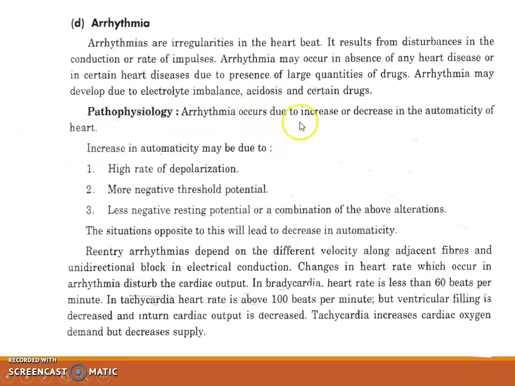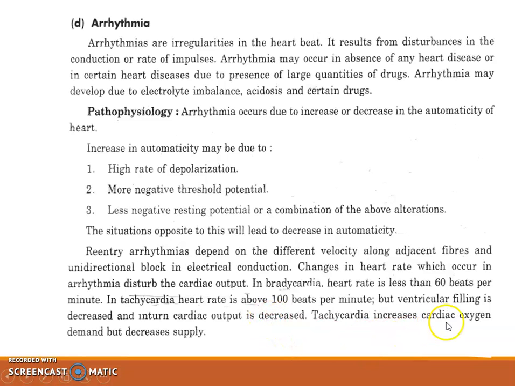Pathophysiology includes that it occurs due to an increase or decrease in automaticity of the heart. An increase in automaticity of the heart may be due to a high rate of depolarization, a more negative threshold potential, a less negative resting potential, or a combination of the above alterations. The opposite situation will lead to a decrease in automaticity. Re-entry of arrhythmia depends on different velocity along with adjacent fiber and unidirectional block in the electrical conduction. Changes in heart rate which occur in arrhythmia disturb the cardiac output. In bradycardia, the heart rate is less than 60 beats per minute, and in tachycardia, the heart rate is above 100 beats per minute. But ventricular filling is decreased and in turn cardiac output is also decreased.